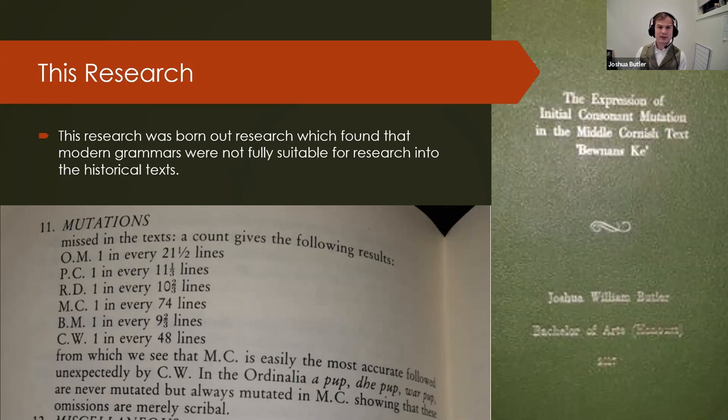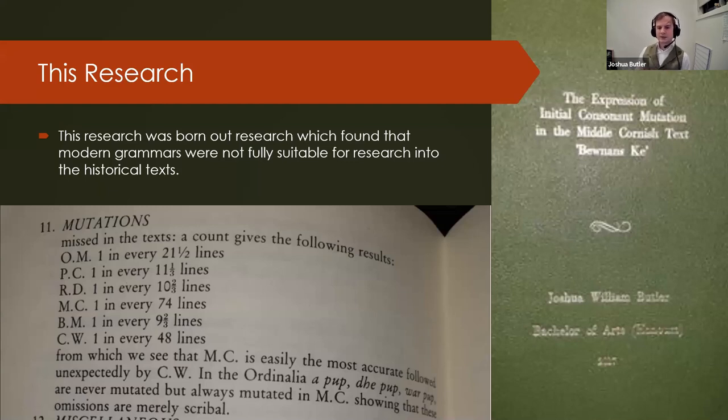In this work, I took a section of Bewnans Ke, which was discovered in 2002, so it post-dated the Wella Brown grammar, and I analyzed the rules that Wella Brown laid forth against the Bewnans Ke text, or 500 lines of it in the Arthurian section.